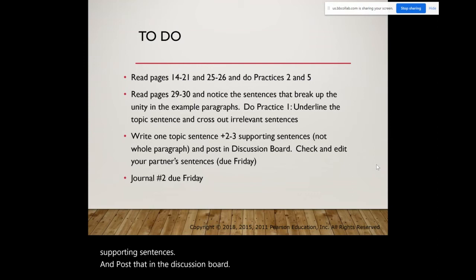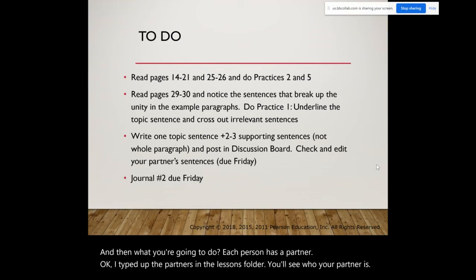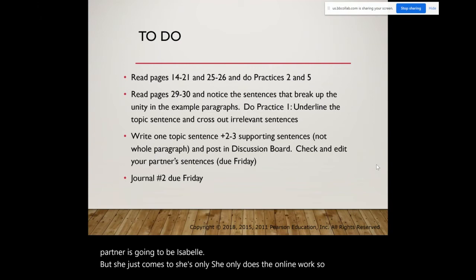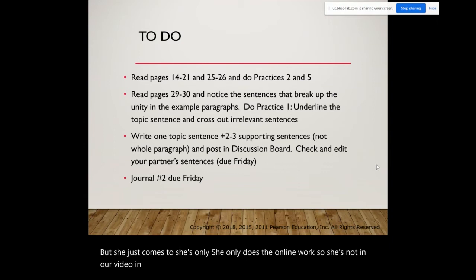And then what you're going to do, each person has a partner. I typed up the partners in the lessons folder. You'll see who your partner is. But I'll tell you now in the video just to confirm with you. Carolina, your partner is going to be Isabel, but she only does the online work, so she's not in our video. In Blackboard, you will see her name as Norma Nanis, I believe. So she's your partner.